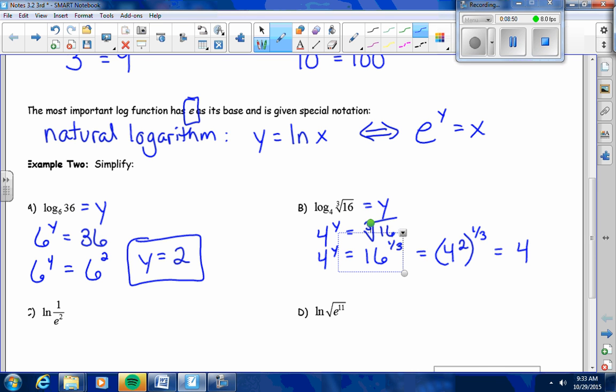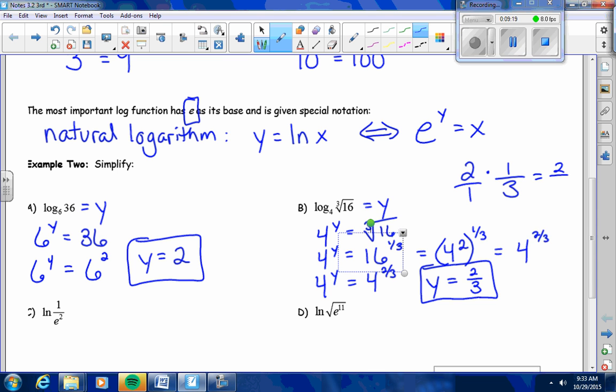2/3. So that's 4 to the 2/3 power. So if we have 4 to the y equals 4 to the 2/3, what does y, the exponent, have to be overall? 2/3. Be careful on your multiplying, okay? This is basic math, multiplying a whole number times a fraction. 2 is over 1, you multiply across: 2/3.